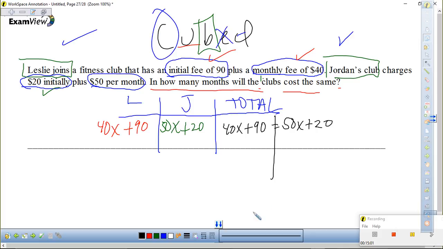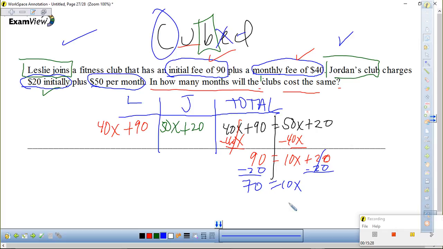Mikey, help me out. What do I do? Subtract 40x, subtract 40x. 90 equals 10x plus 20. Continue, Janji. Subtract 20, subtract 20. 70 equals 10x. Jacob, continue. Divide 10 both sides, therefore 7 equals x.